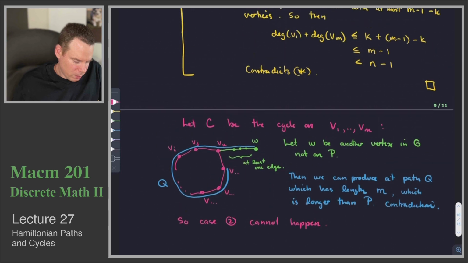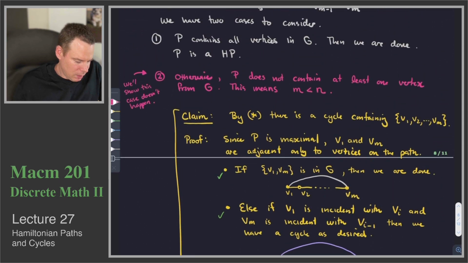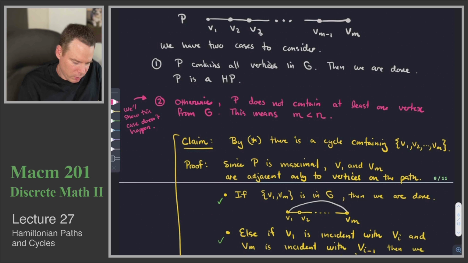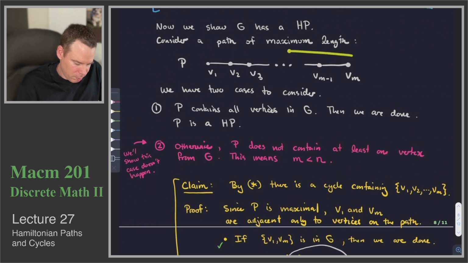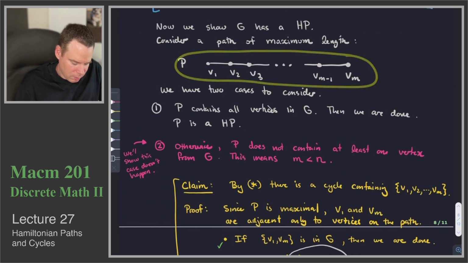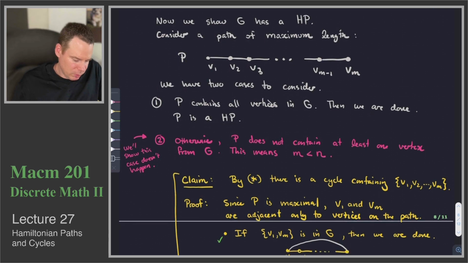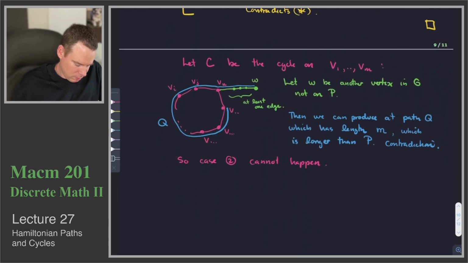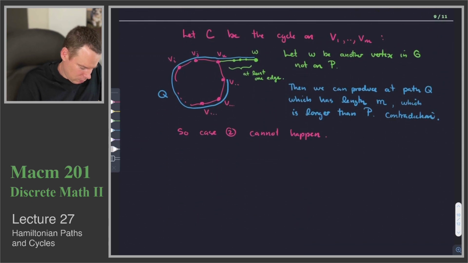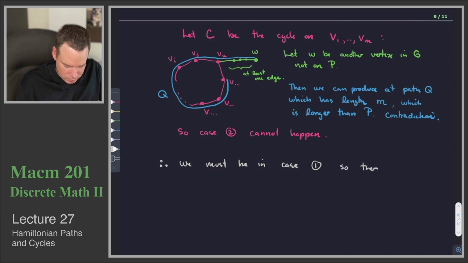And therefore, if case 2 cannot happen, then we can only be in case 1. And case 1 was, well, our maximum path already contained all the vertices, and therefore it was a Hamilton path. So therefore, we must be in case 1. So there is a Hamilton path. And that's the end of our proof.